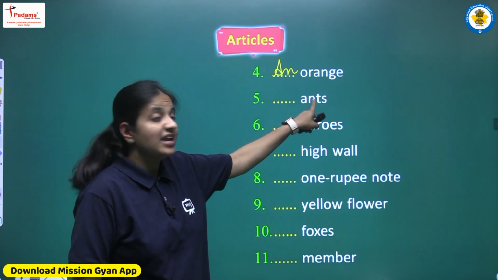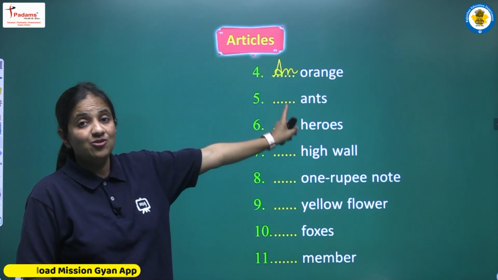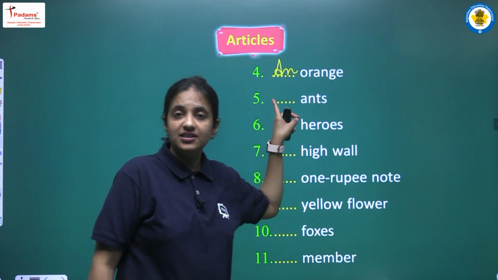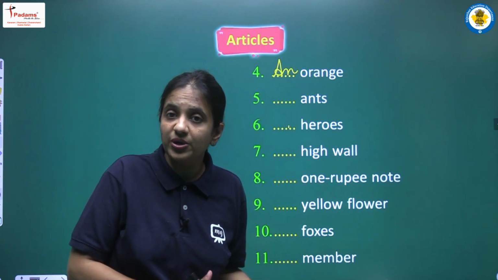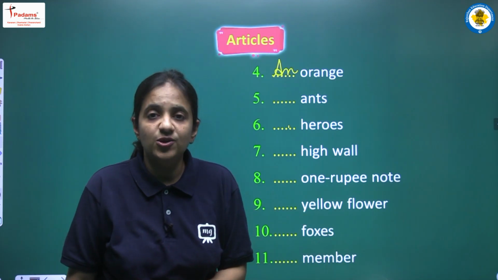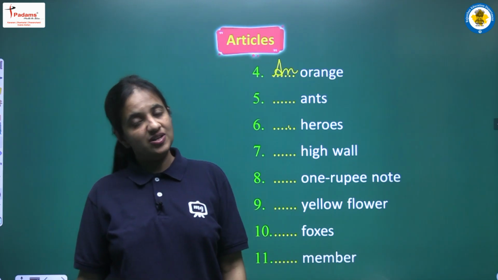Next we are having "ants". So students, here we have to be very careful. We have to observe the word. So here we are having ants. What is the difference here? The difference is that we are having a plural noun here, right? Ants, it's a plural noun. What is the singular? Singular is ant, okay? And here we are having plural, and we have discussed this thing.